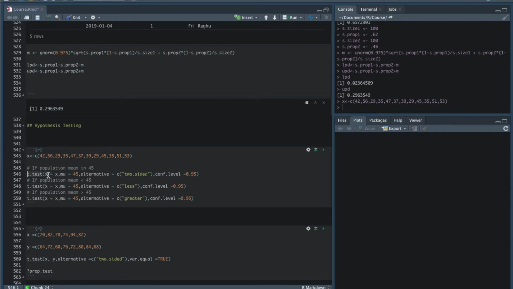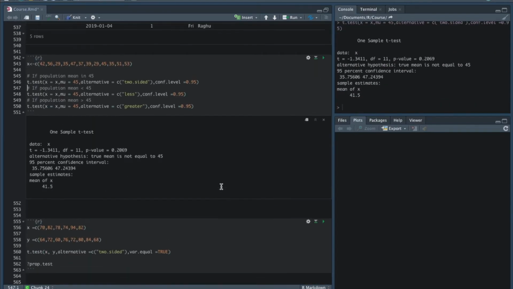So in this we first provide the value of the samples, and then we provide the mean that we want to check. We want to check if the mean is 45, so we are giving 45. Now if you remember, since this is an equality question, we want to find out if the population mean is equal to 45, then we have to use a two-sided test. We are using a two-sided test with a confidence interval of 0.95, and if we run this, the result is this.